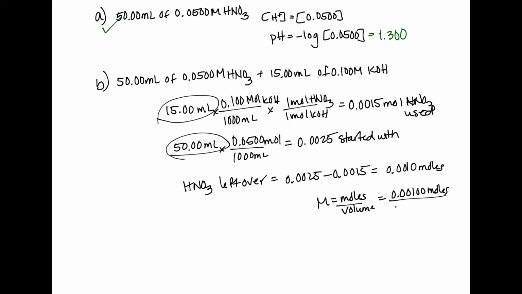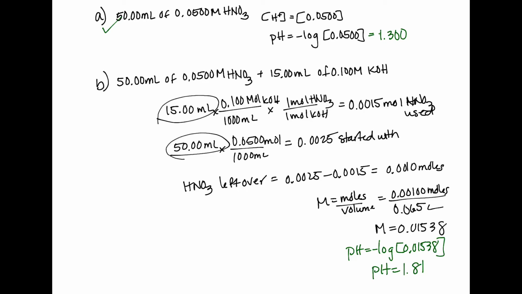And so that volume is 0.065 liters, which means the molarity is 0.01538. Now we can calculate the pH. The pH is the negative log of that concentration. And that's 1.81. Now just overall, it makes sense that the pH is going up because we are adding a strong base. So we've gotten our first 2 points. Let's go on to the second 2 points.